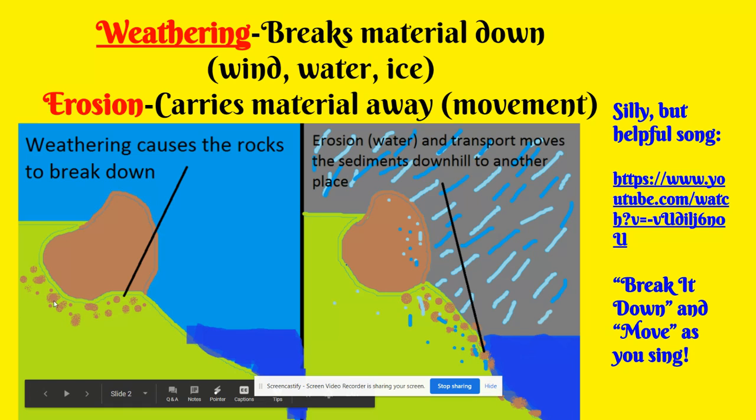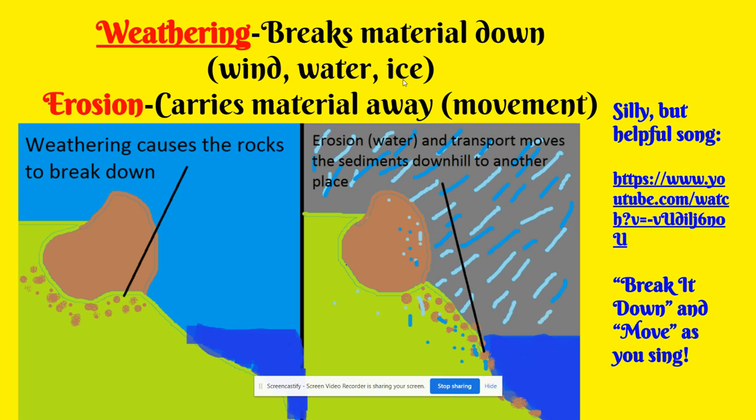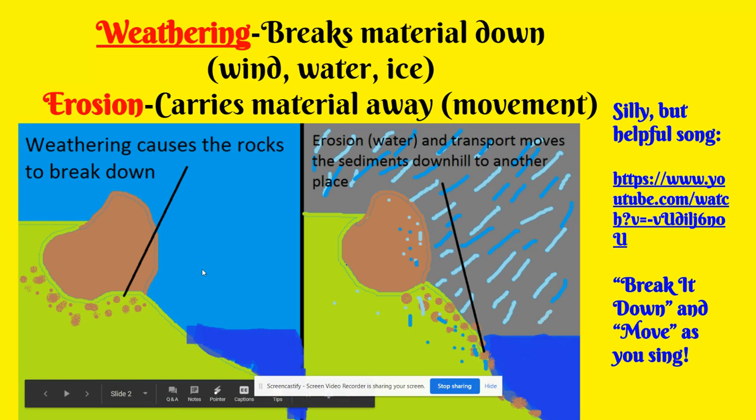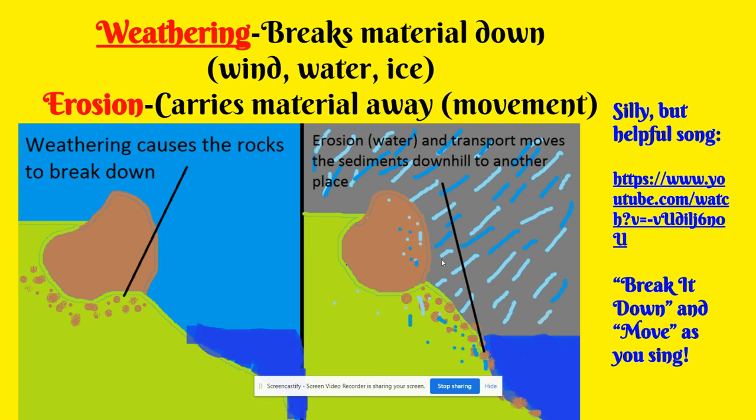Well, what caused that rock to break down? It could be strong wind. It could be the movement of water, and it can also be water that has frozen and turned to ice. When water freezes and turns to ice, it expands and the material around it is broken apart. So once we have the breaking of material down, whether it be wind, water, or ice, erosion comes in next, and it's able to move or carry the material away.